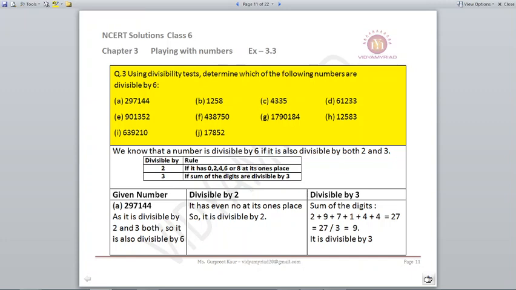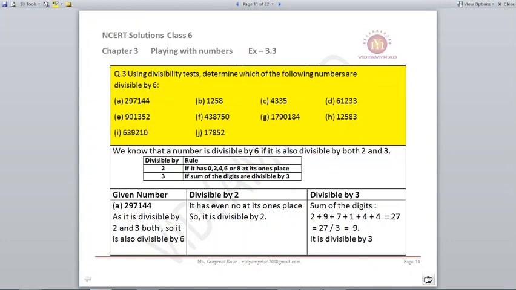Question number 3. Now here we need to check all the numbers whether they are divisible by 6 or not. Now the divisibility criteria for 6 is that you need to check whether that number is divisible by 2 and 3 both together. Only then can we say that the number is divisible by 6.